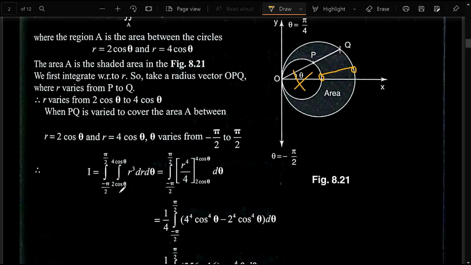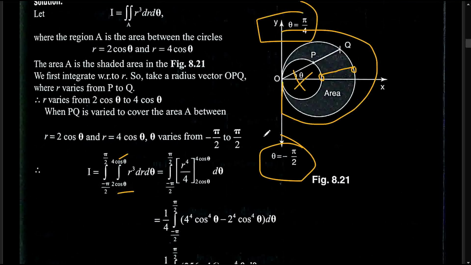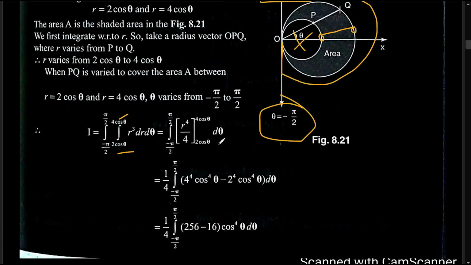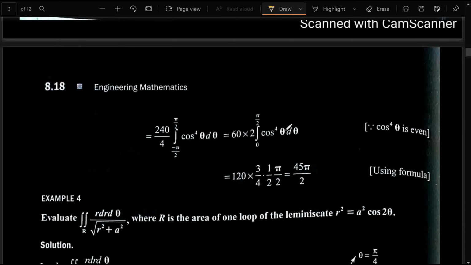So the equation of the smaller circle, the bigger circle, and theta is from minus pi by 2 to plus pi by 2. So from this to this, minus pi by 2 to plus pi by 2, and after that it is double integration, solving the inside integral and so on. You just look up the steps, it's easy.